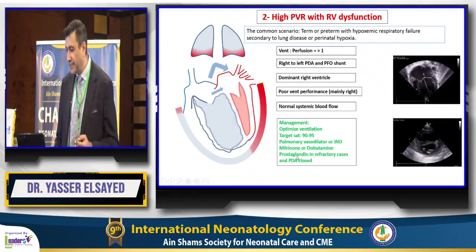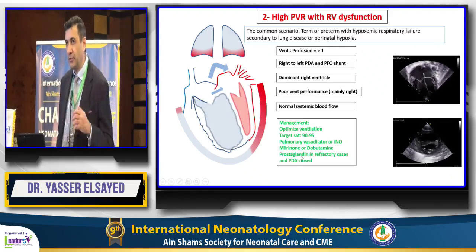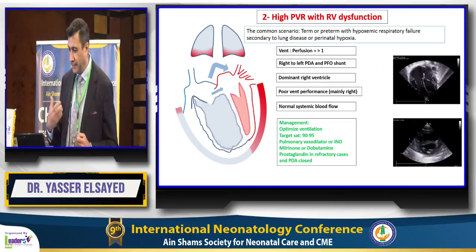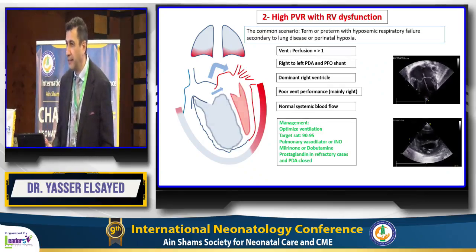At the end, prostaglandin in the refractory cases. So if the RV dysfunction is really bad and you cannot get the pulmonary hypertension improved, you can open the ductus if it is closed by prostaglandin in this case.